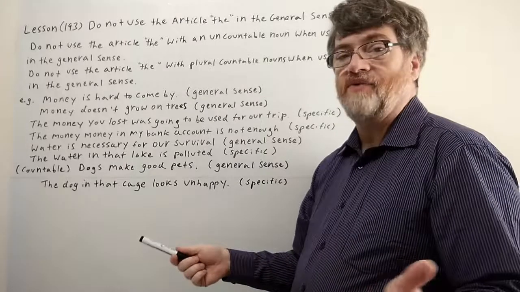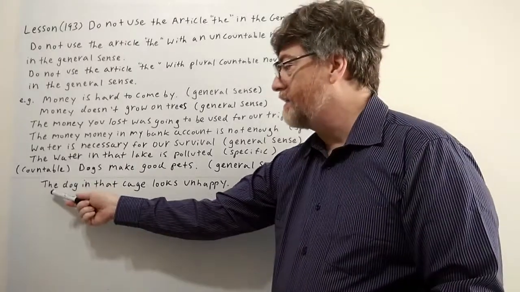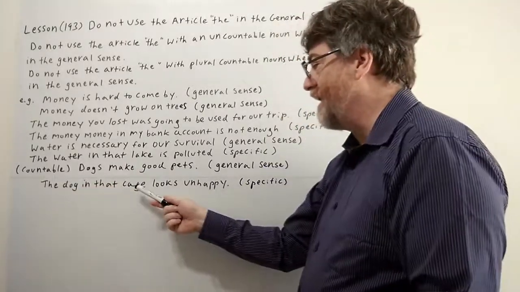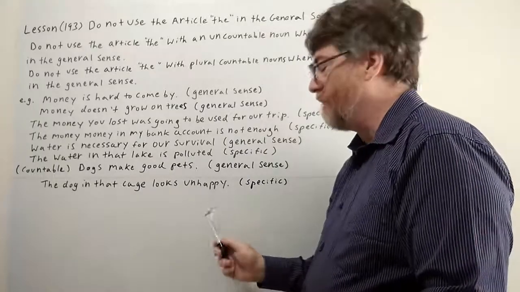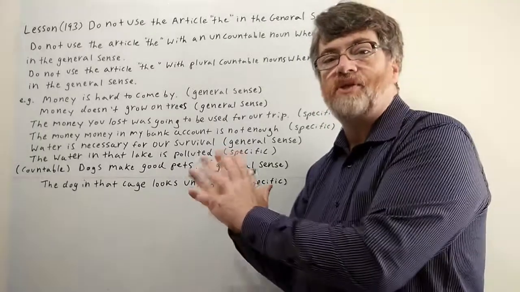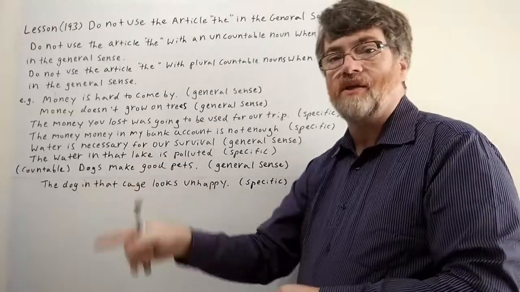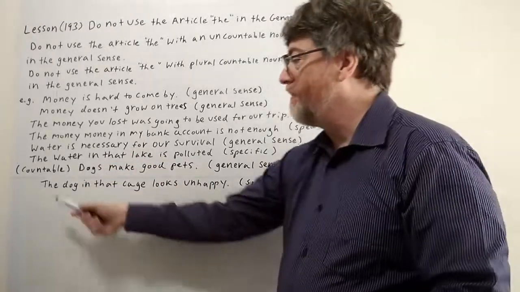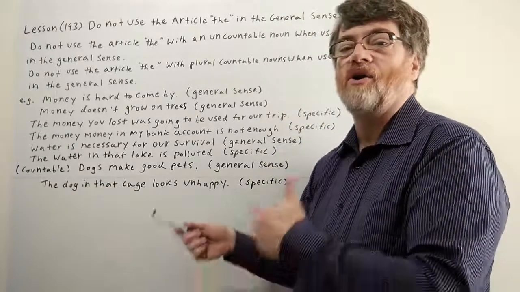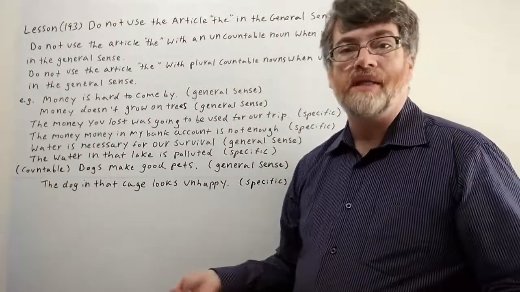However, if it's in the singular, like the second example here, the dog in that cage looks unhappy. Well, this is specific. This is a particular dog. What dog? The dog in the cage. So it's a specific dog. In that case, you do use the article the. Okay, I hope it's clear.